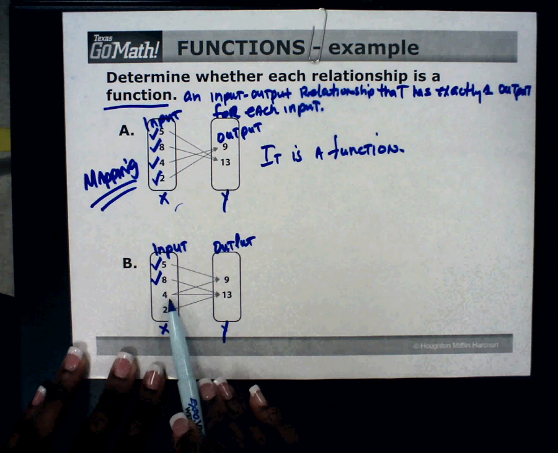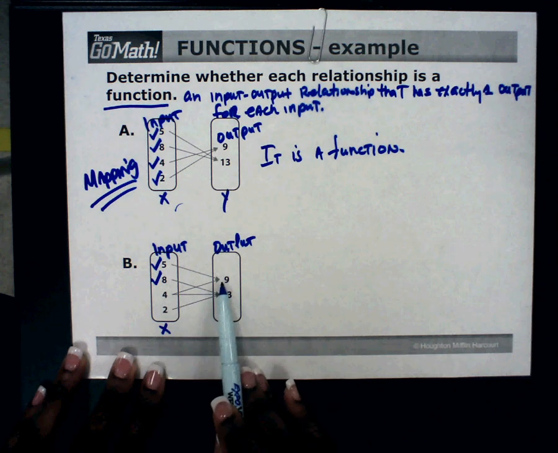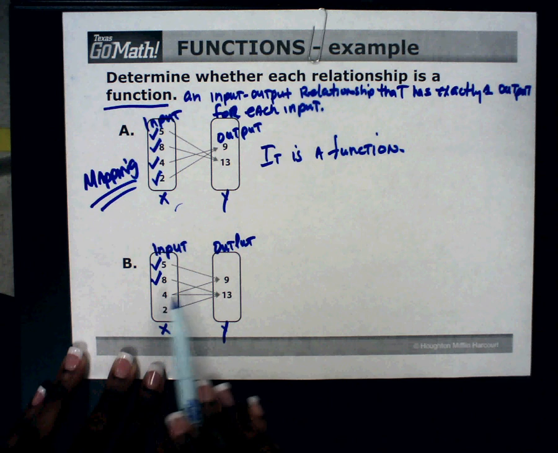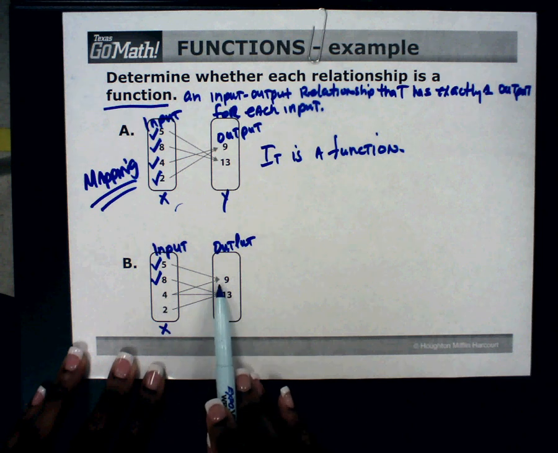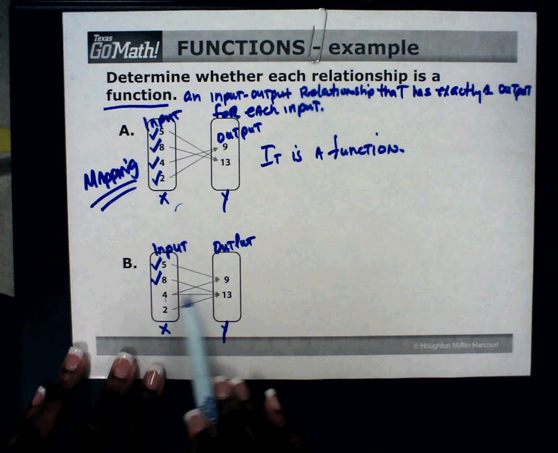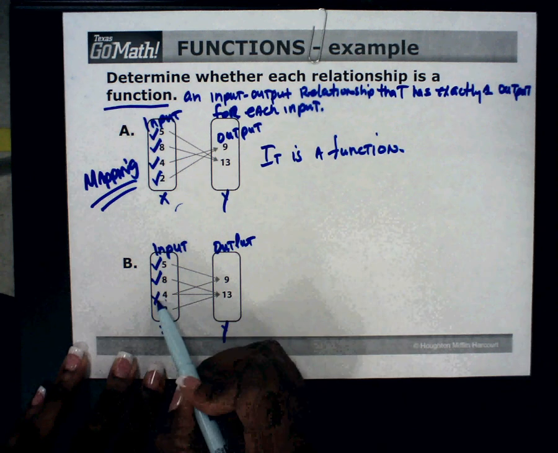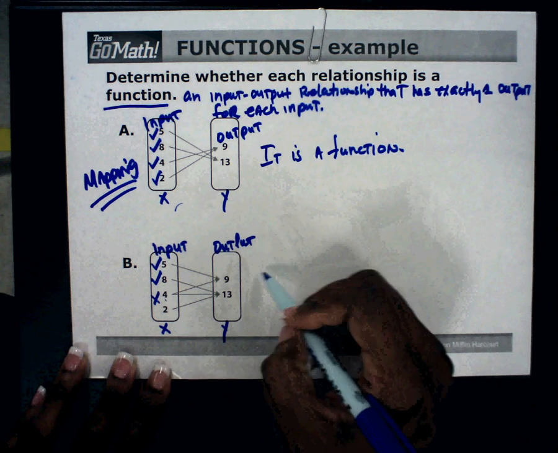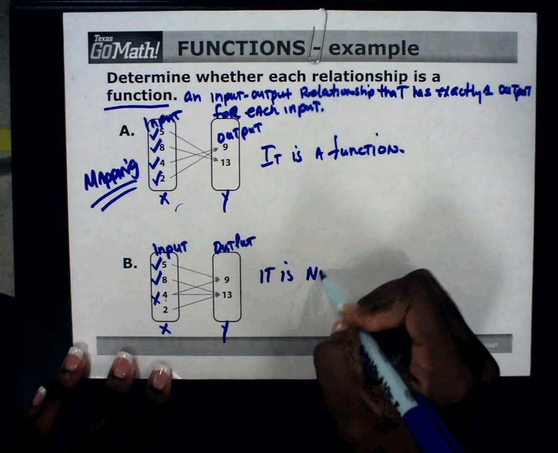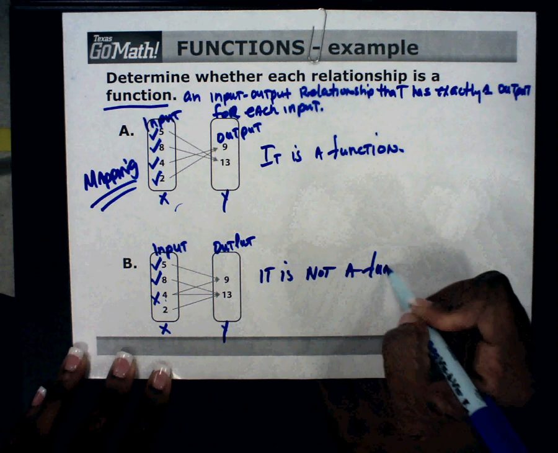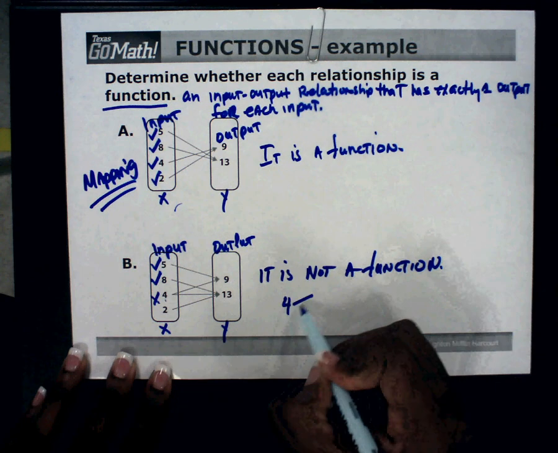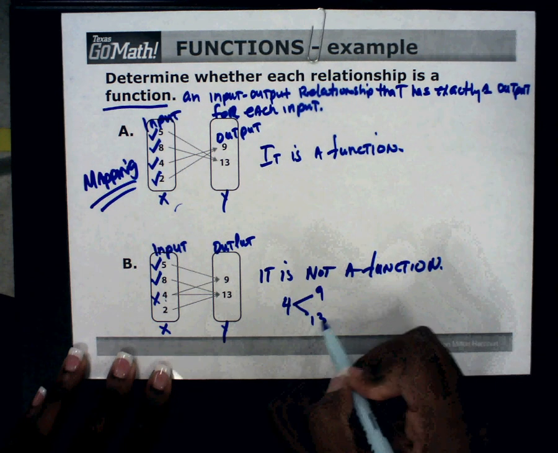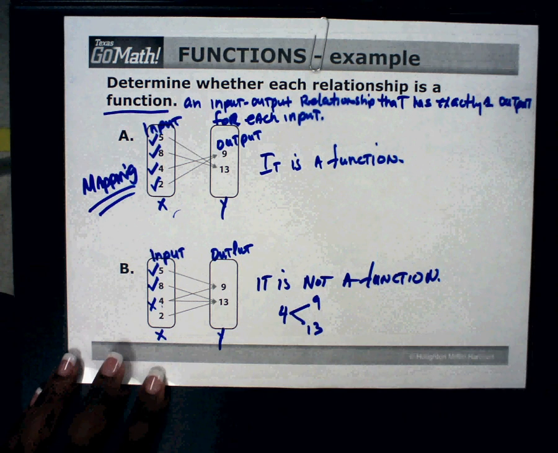4 is mapped to 9, but we also see that 4 is mapped to 13. So for this one input, there are actually 2 outputs. So because it's a 1-to-2 relationship, this is not a function. Okay, so it is not a function, because we have a 1-to-2 relationship. Excellent.